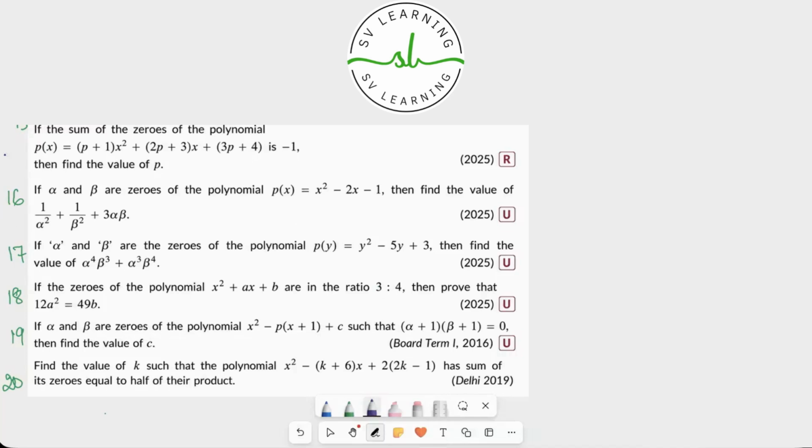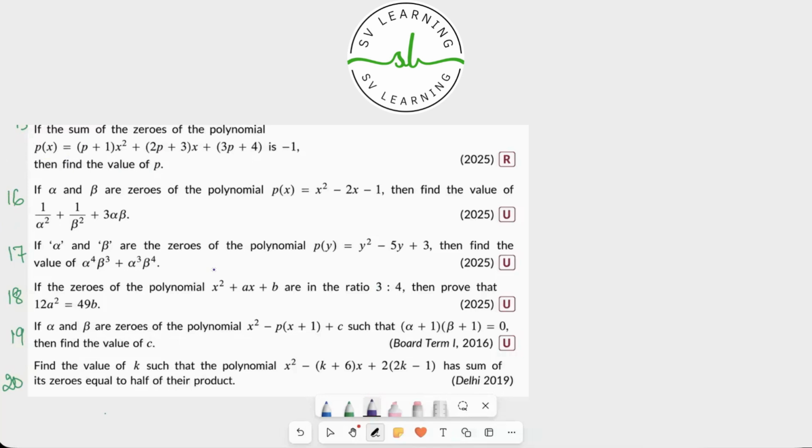Hello, children. Next set of 6 questions for the final recap of polynomials. So now in question number 15, if the sum of the zeros of the polynomial is given to be -1, find the value of p.